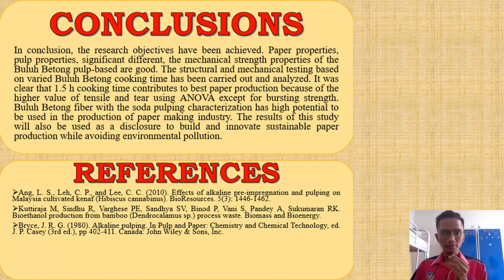In conclusion, the research objectives have been achieved. Number 1, to produce a pulp from Buluh Betong using the alkaline pulping method. Number 2, to evaluate the structural and mechanical properties of Buluh Betong paper according to TAPPI and MS ISO standards. And number 3, to characterize the morphology of Buluh Betong paper using scanning electron microscope SEM. Paper properties, pulp properties, significant difference.